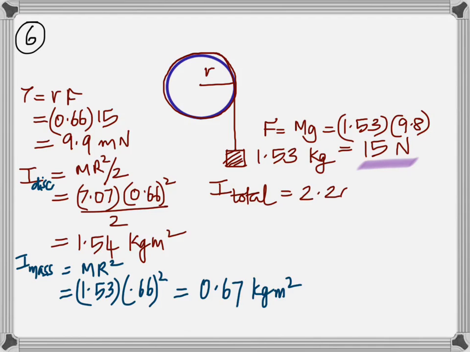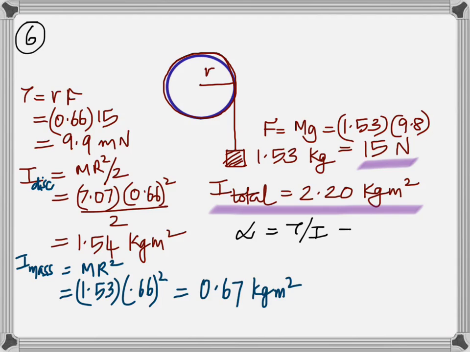Therefore, you take the total of the two, add them up, and then use alpha is tau by I, which is 9.9 divided by 2.2 gives you 4.5 radians. That's the answer.